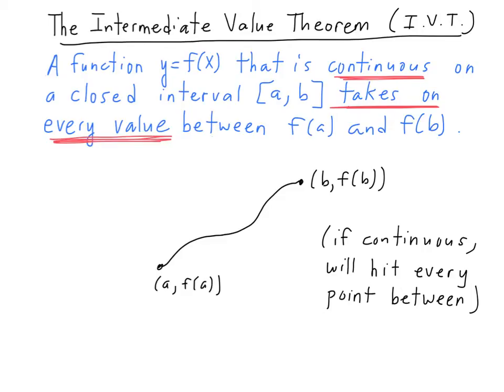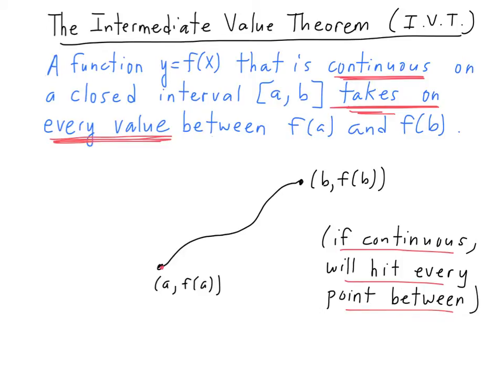Alright, let's talk about a very exciting theorem called the intermediate value theorem. So take a moment and jot that down. What this is saying is if a function is continuous between a couple points, it's going to take on every value between those 2 points. I know this sounds extremely obvious. Another way of putting this is if it's continuous, it's going to hit every point in between.